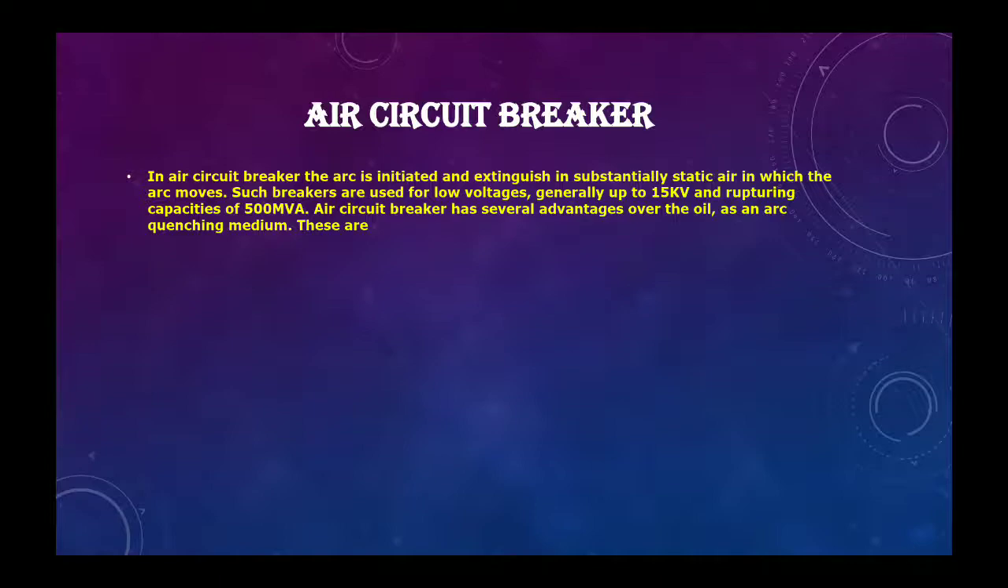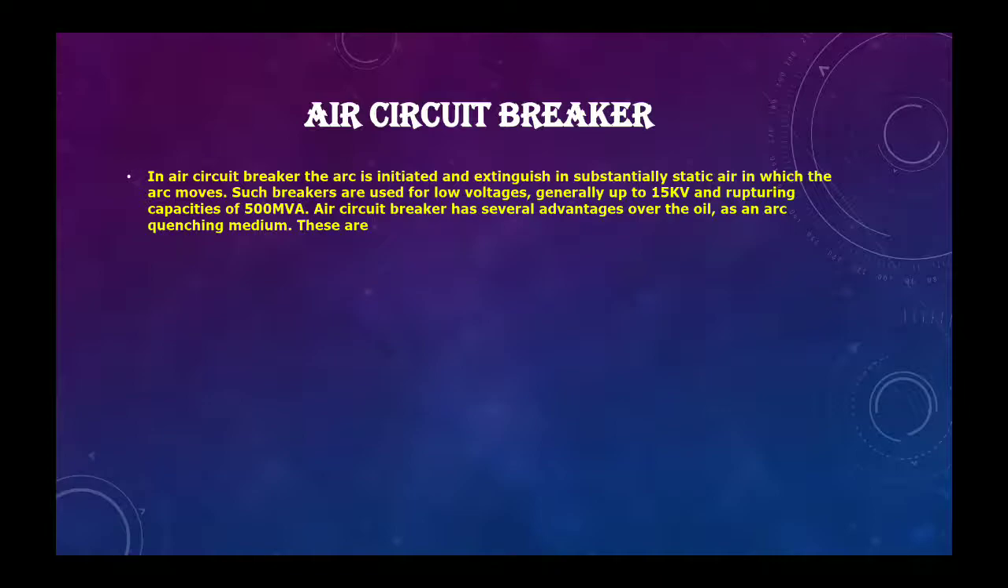In the air blast circuit breaker, the blast effect of air is used to extinguish the arc. But in the air circuit breaker, the air is static and the arc is flowing through the air, and it is used for low voltage application. In the air circuit breaker, the arc is initiated and extinguished in substantially static air in which the arc moves. Such breakers are used for low voltages, generally up to 15 kV, and a rupturing capacity of 500 megavolt ampere.